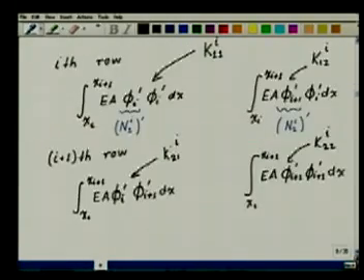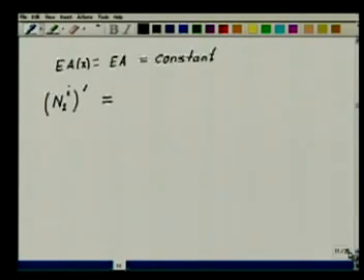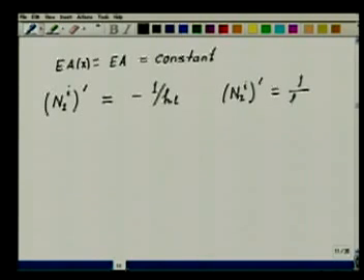So let us go further and introduce this. This becomes equal to minus 1 by h of the element. Similarly, n2I prime is equal to plus 1 by h_l. You see some very interesting properties. You should check for yourself that n1I at any point x in the element plus n2I at the same point in the element is equal to 1.